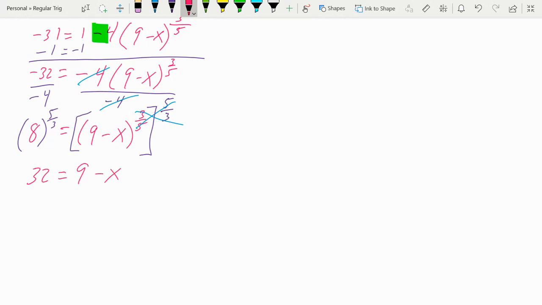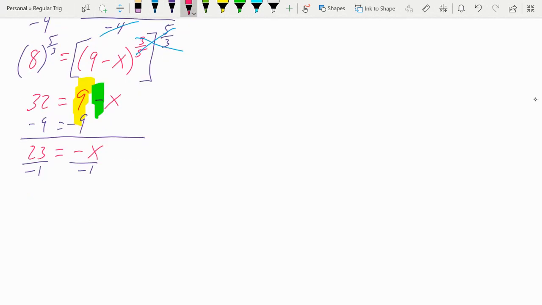And just like always, just like since freshman year, 8th grade, whenever you learned how to solve equations, let's get rid of everything that's not attached to the x. So how do I get rid of that 9? I'm going to subtract 9 from both sides. So then 32 minus 9 gives me 23 is equal to negative x. Please don't forget the negatives, all right? And then divide both sides by negative 1.